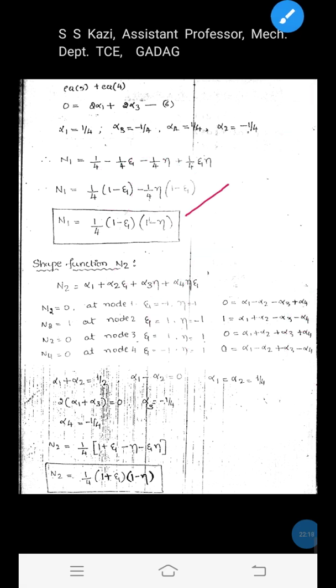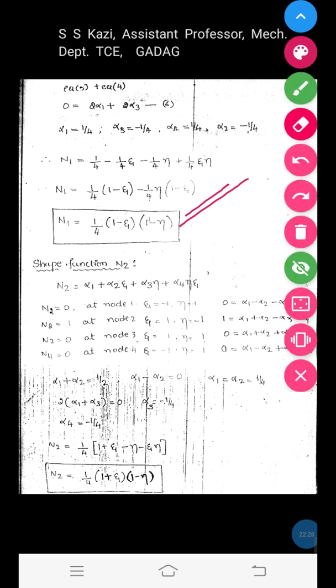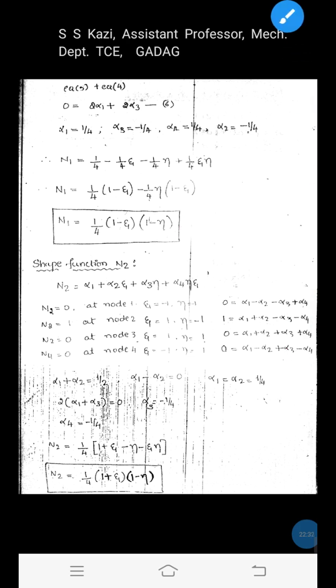The same shape function n1 we got by using the Lagrange method of shape function. In the previous method we have discussed, the same shape function we got. Okay, this is a little bit lengthier one, but the Lagrange method of shape function will be better to use.